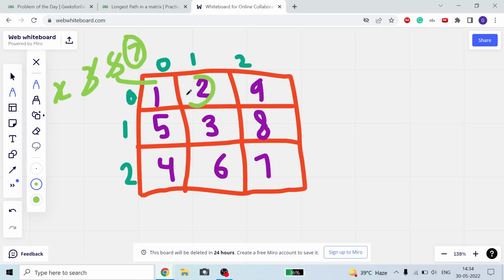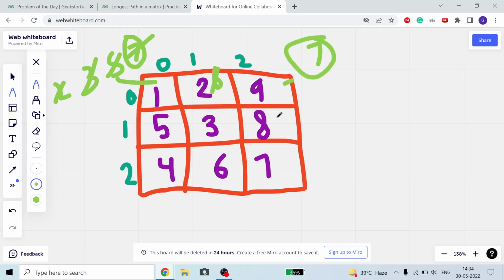Now we start from 2. From 2 we cannot go to 1, we can go to 9, where the maximum path length is 2, or we can go to 3. From 3 the maximum length is 6. So for 2 our answer will be equal to 6. Now from 6 and 7 we have a maximum of 7, so our final answer will remain 7.